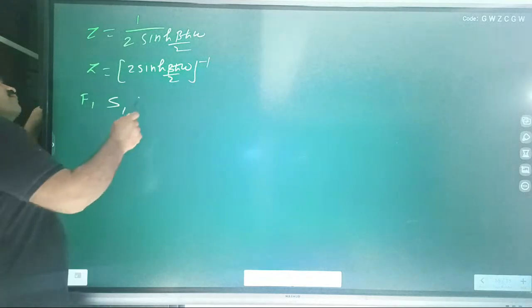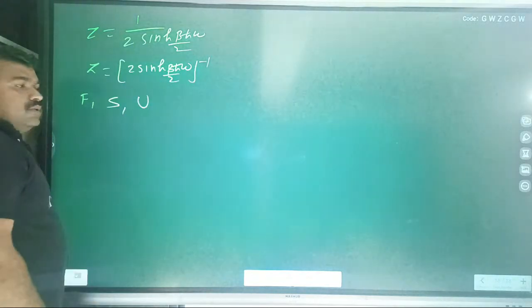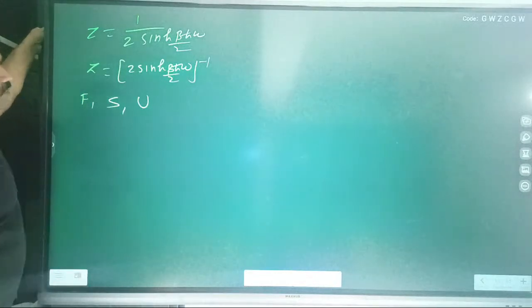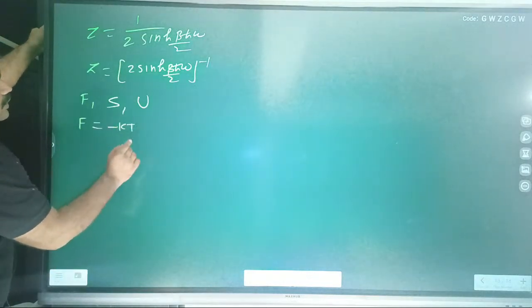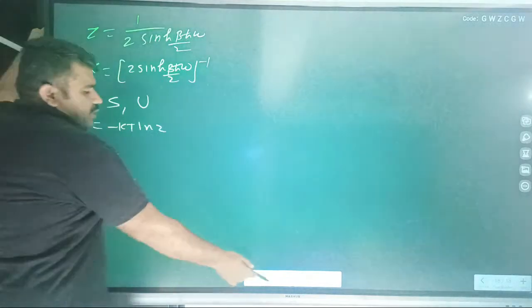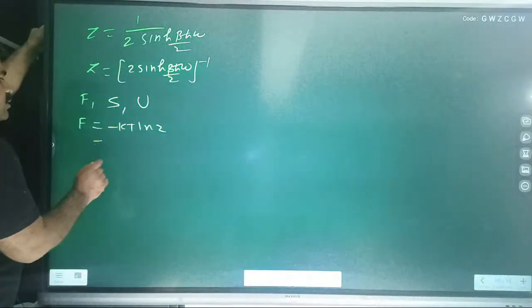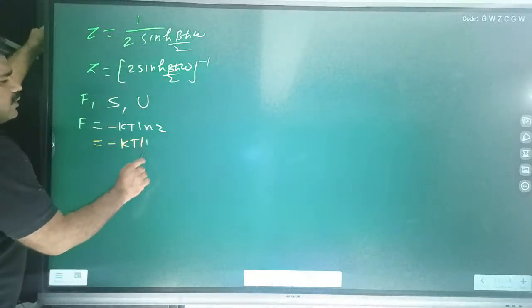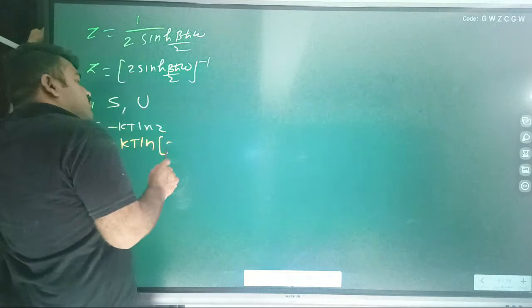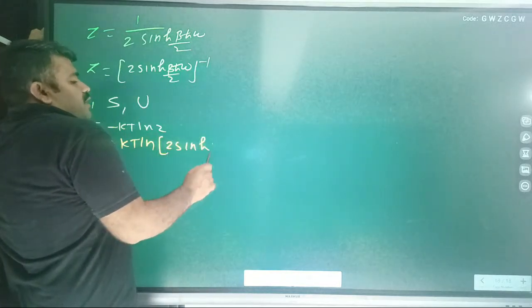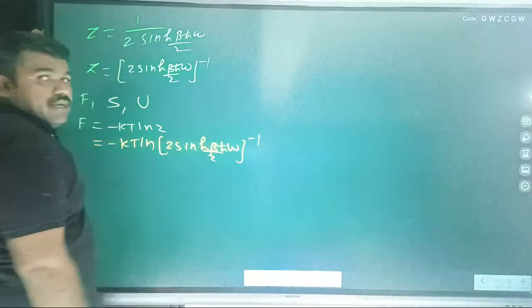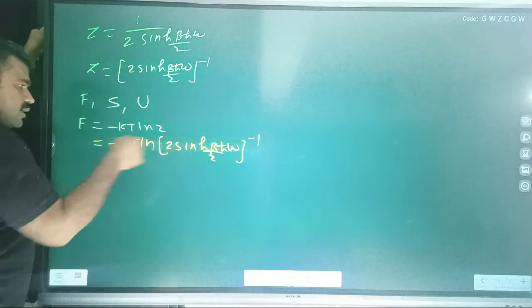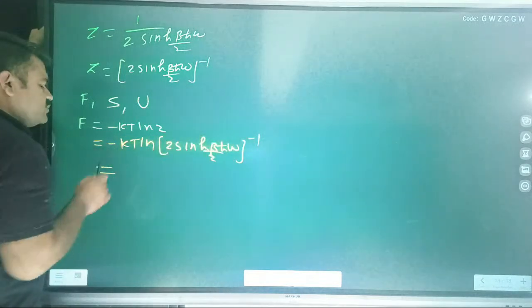Next, in general we can take the U. F, S, U. What is the value here? F is equal to minus kT ln Z. What is the value of Z here? Minus kT ln 2 sin hyperbolic (beta h cross omega upon 2) bracket to the power -1. This -1 goes to this side. In front, this -1 and this -1 become +1.